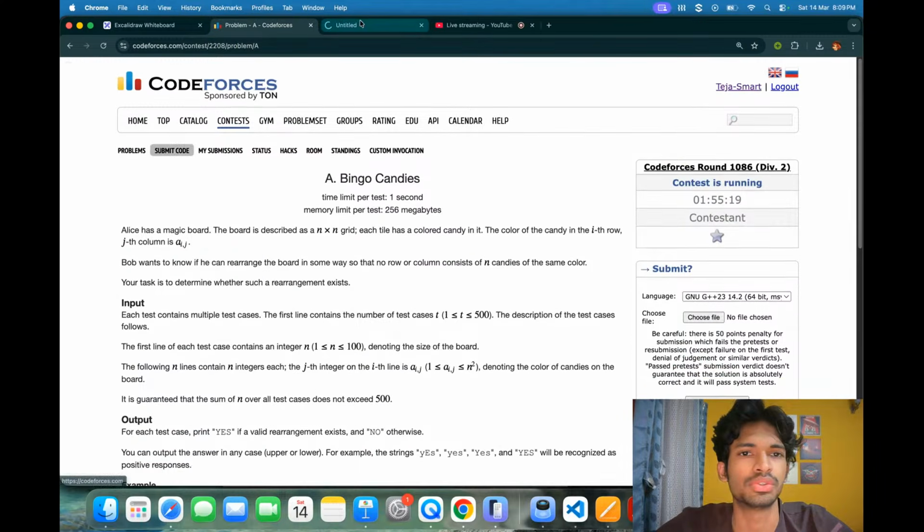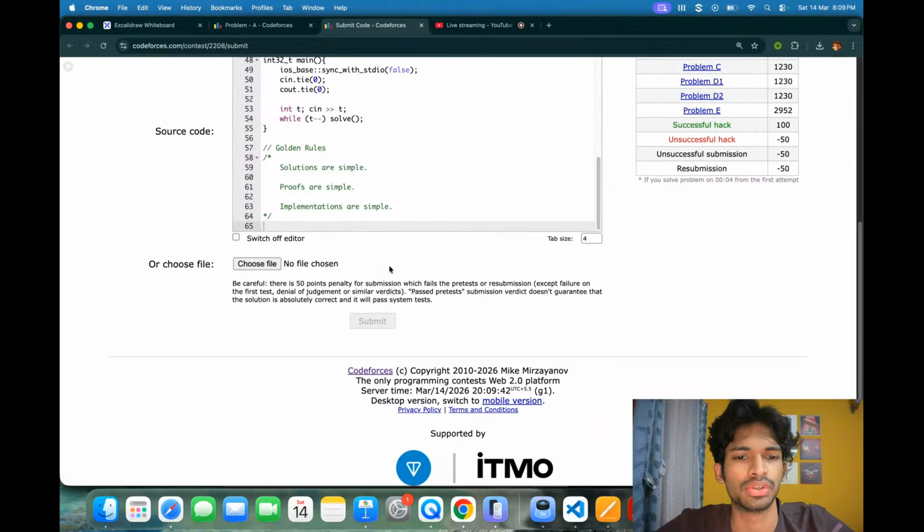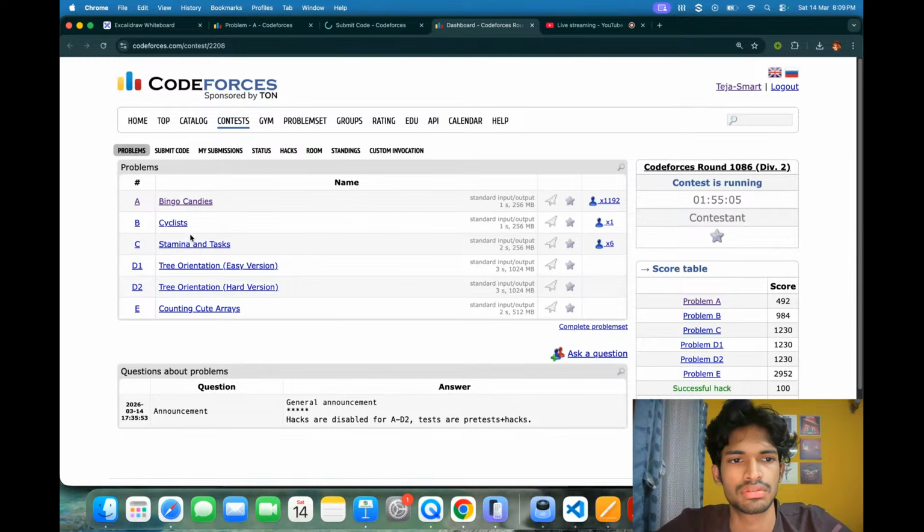So let's just submit this one. It's Division 2 A. But this is too easy for Division 2 A. If you see how the recent problems are, I think this has been a bit lighter. Oh, it has more solves on C somehow.